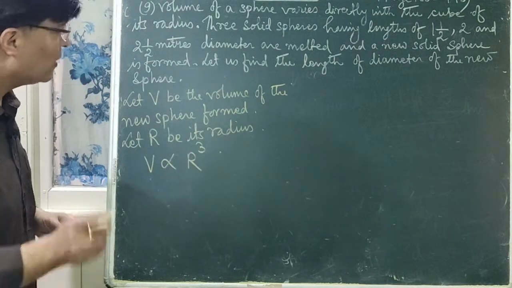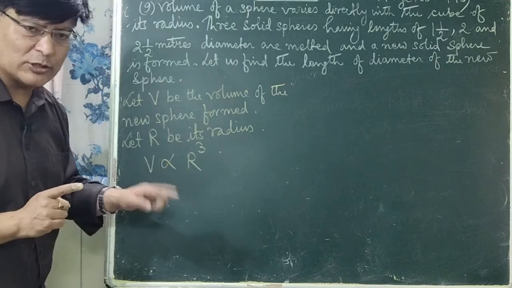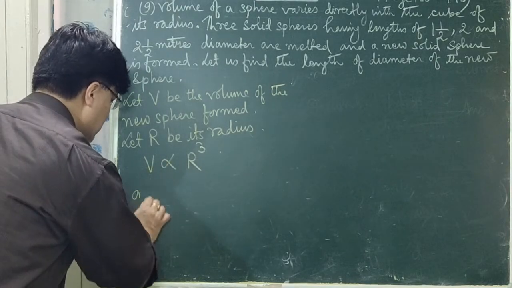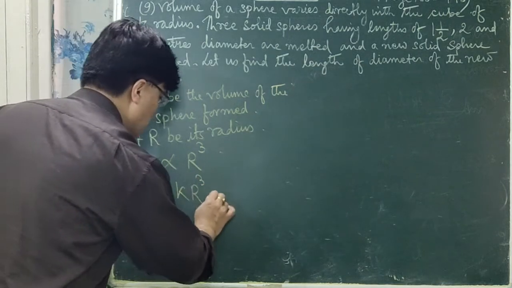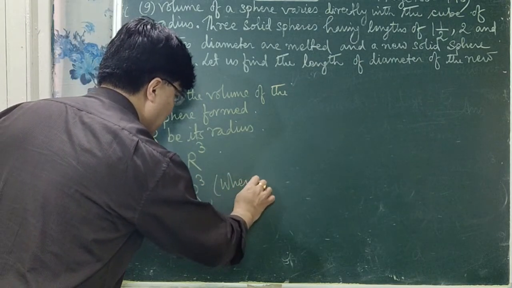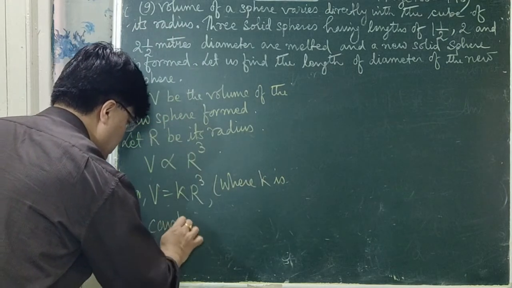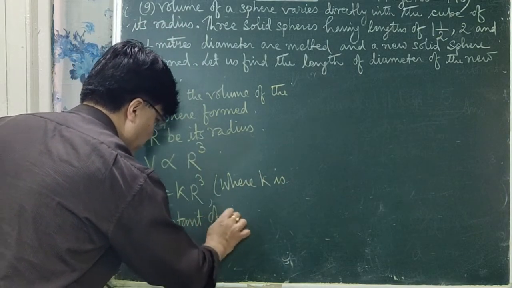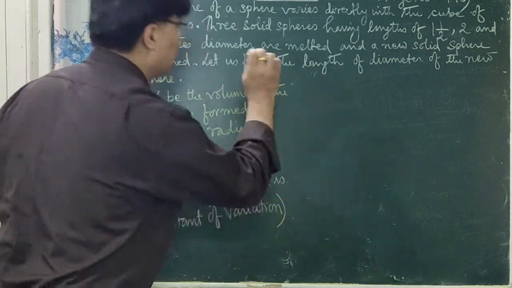Is that clear? Now you have to simplify it. Let us convert this proportional sign into an equality sign. That is V is equal to K into R cube, where K is a constant of variation.